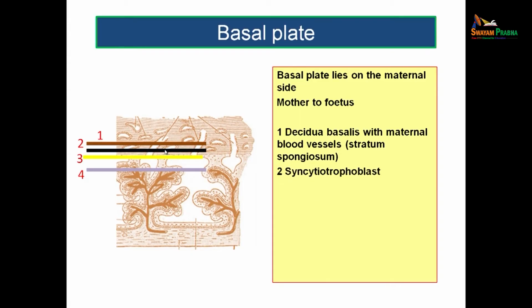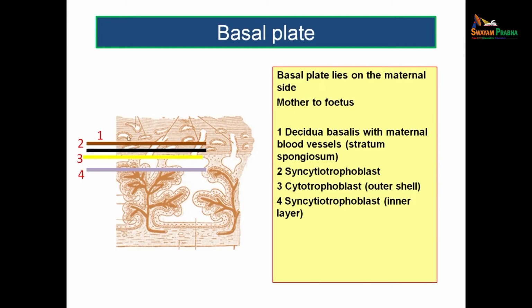Then two is marked as the syncytial trophoblast layer. Then you have the next layer as the cytotrophoblast outer shell. The cytotrophoblast outer shell forms the third layer, followed by the syncytial trophoblast, the inner layer. So, these are the four layers you will see at the basal plate when you look from the mother's side towards the fetal side.